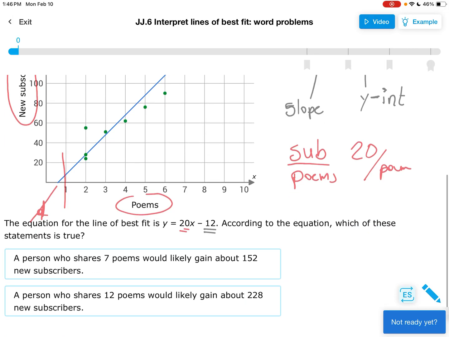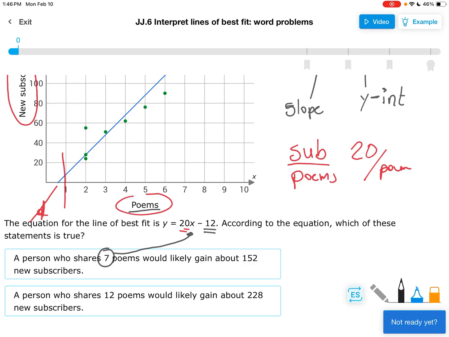A person who shares 7 poems would likely gain about 152 subscribers. A person who shares 12 poems would likely gain about 228 new subscribers. How would we figure this out? So we did the interpretation that 20 is the slope, but basically what we're going to do is take the question of the number of poems, which is x, right? Poems is x, and plug it in and see which one is correct.